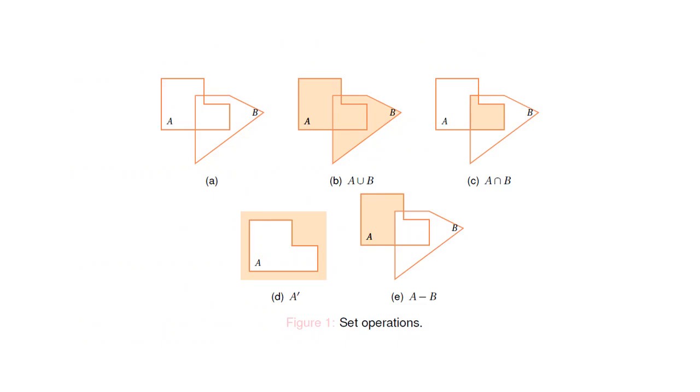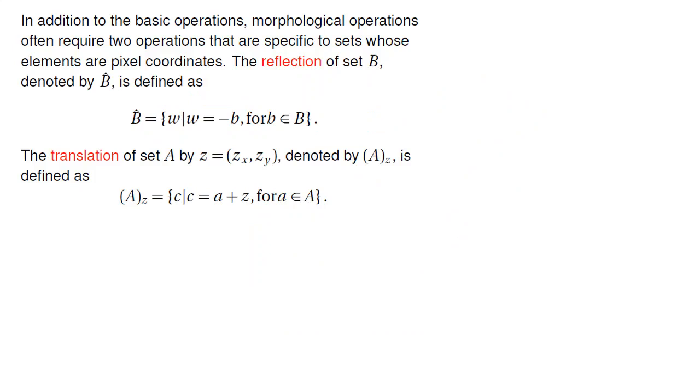We can view these pictorially like this. These are the two sets A and B. Here is the union, and here is the intersection. Here is the complement A prime, and A minus B. These are simple set operations. We need two additional operations called reflection and translation in morphological operations. Therefore B hat, or the reflection, is w such that w equals minus b for all b in B. You see that set B gets reflected at the origin due to this operation.